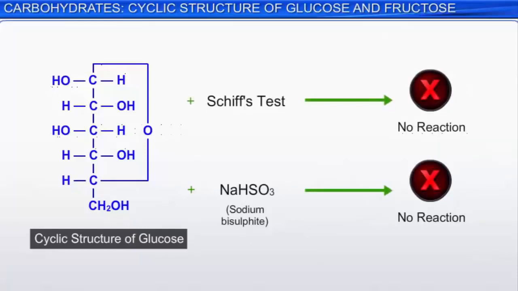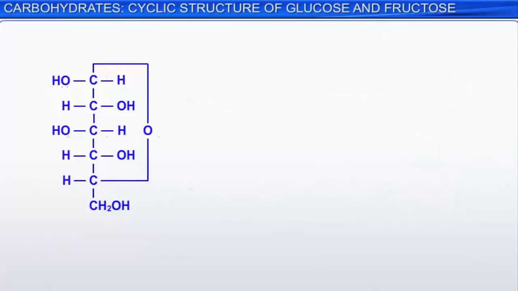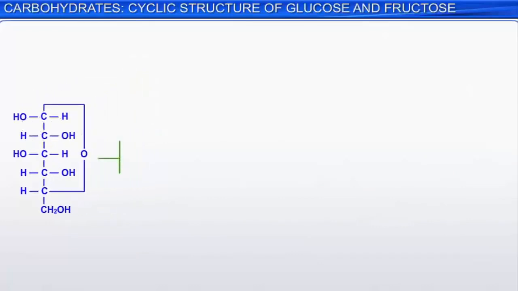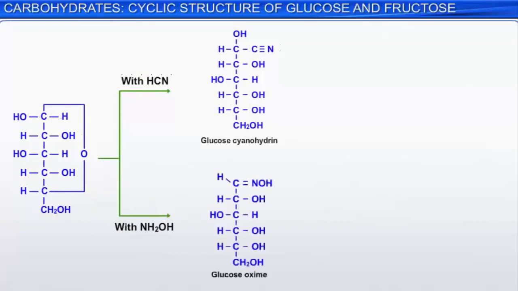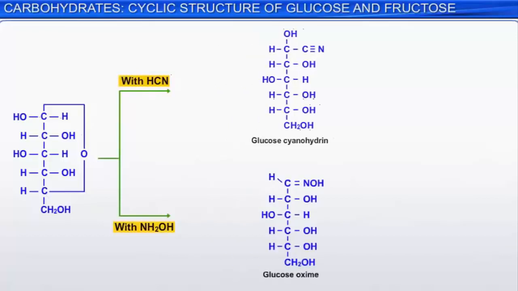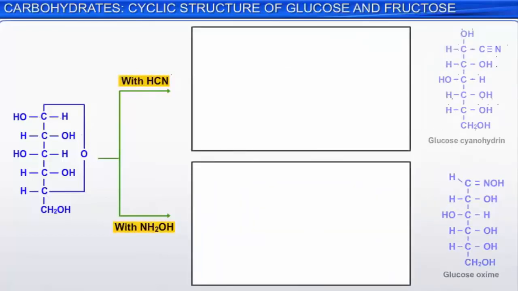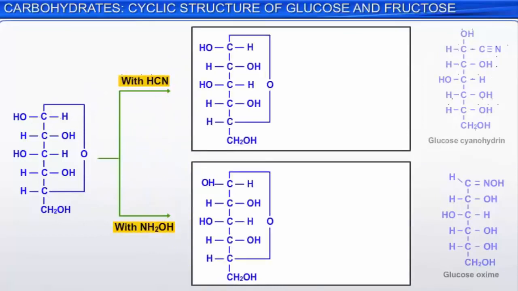On the other hand, typical aldehydic reactions, such as the formation of cyanohydrin and oxime, which involve the attack of HCN and NH2OH, are presumably due to the open chain structure of glucose that is formed by the opening of the ring. The ring opens when these strong reagents attack it.